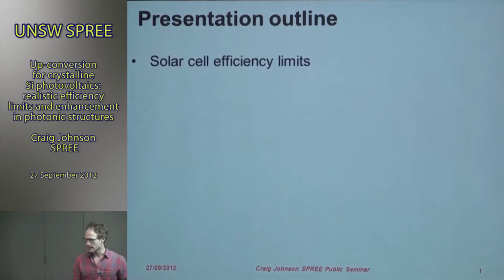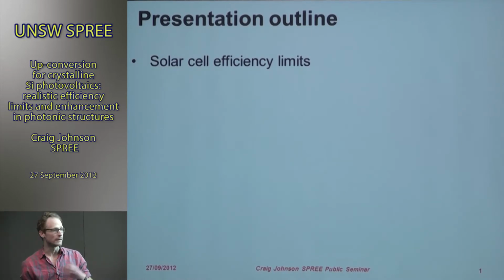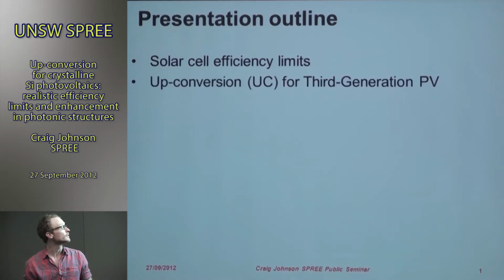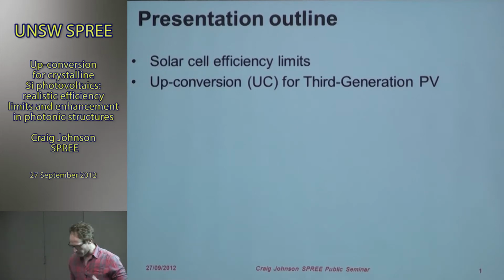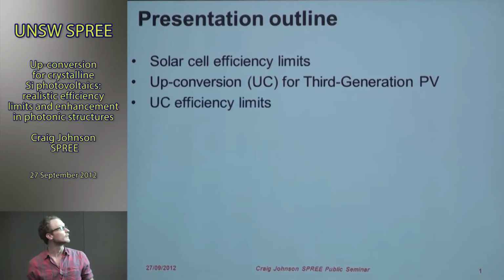In my talk today, I'm going to be talking a little bit about solar cell efficiency limits by way of just introducing the notion and the framework in which we can look at things like limiting efficiencies of conventional PV and other types of devices. And then really motivating the discussion of upconversion as a third-generation technique for increasing solar cell limiting efficiency.